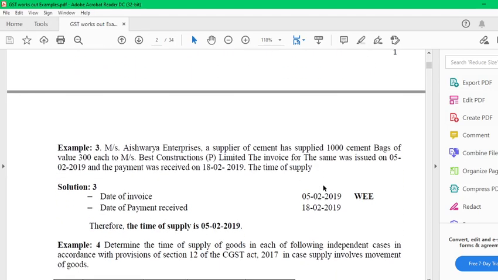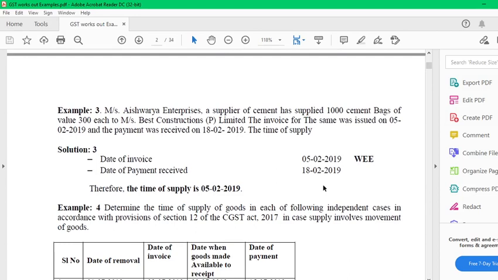Next example. Mr. Aishwarya Enterprise, a supplier of cement, has supplied 1000 cement bags of value 300 each to Best Constructions Private Limited. The invoice for the same was issued on 5/2/2019 and the payment was received on 18/2/2019. Find the time of supply.